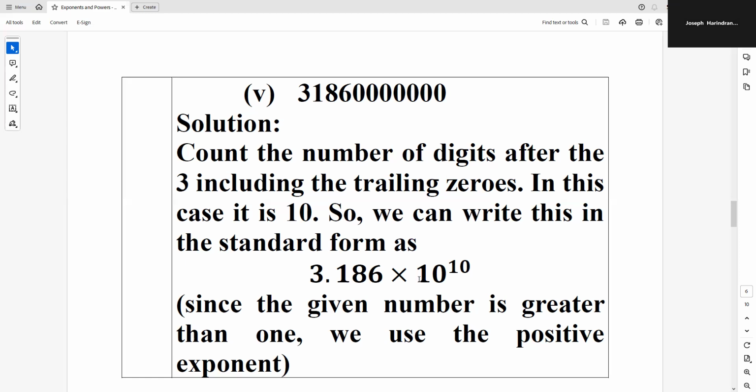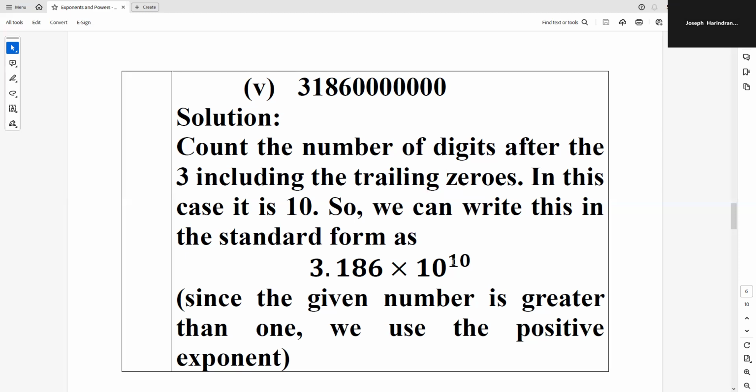In any standard form, the base is 10 and the exponent is determined by the number of places, the number of digits after the most significant digit, that is, on the left hand side. How many places are there? There are 10 places. Therefore, we put 10 power 10. I hope we understood this particular problem. This is a typical example of standard form.